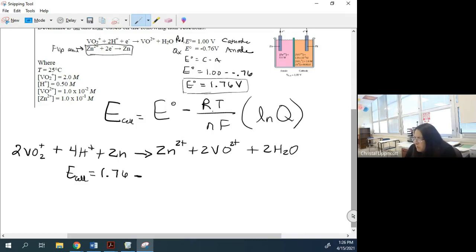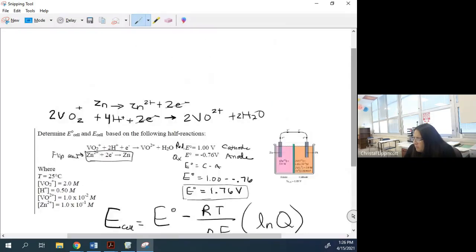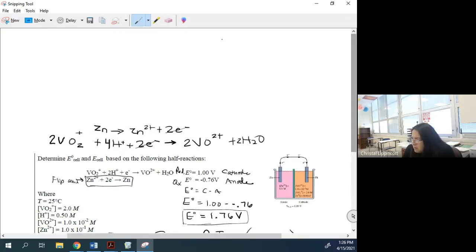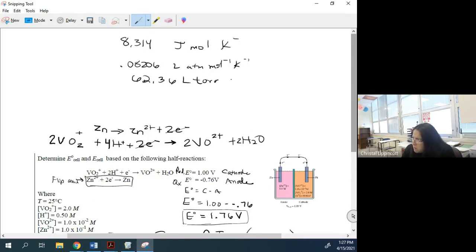Now, on your sheet, you have 3 different R values for constants. You have one that looks like this, which is 8.314 joule per mole Kelvin. You've got another one that's 0.8206, and that is liters atmosphere per mole Kelvin. And then you have another one that is 62.36 liter torr per mole Kelvin.